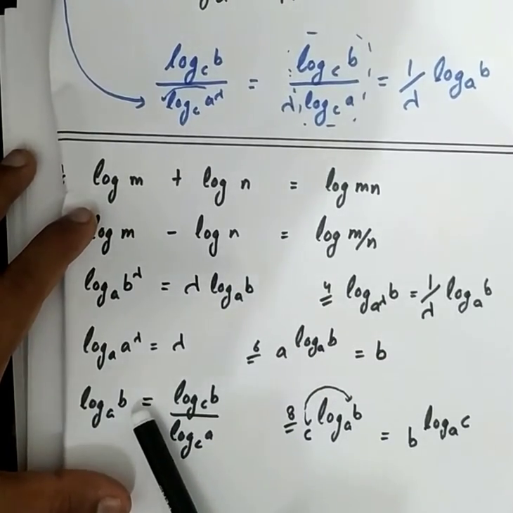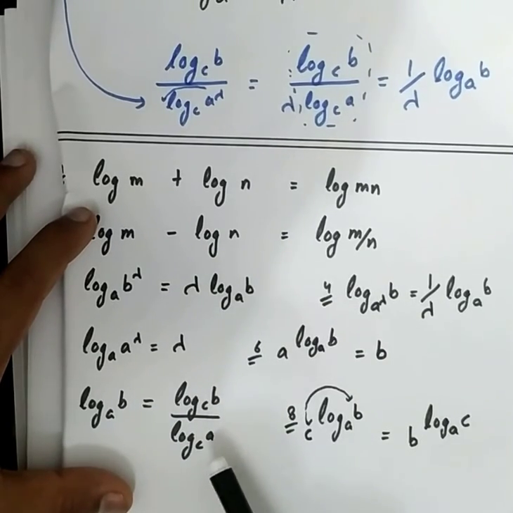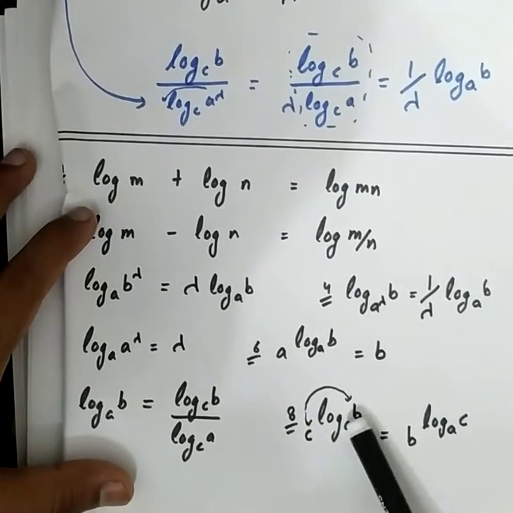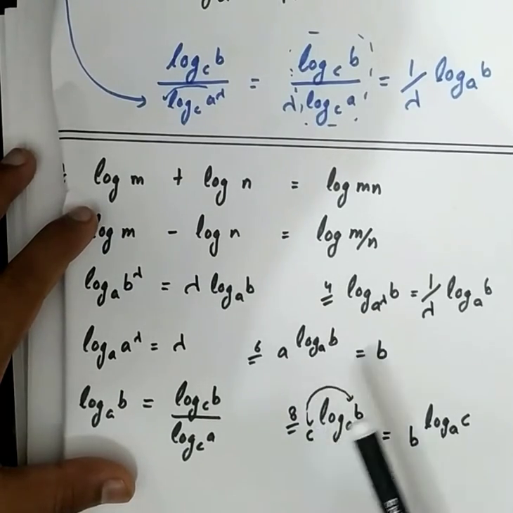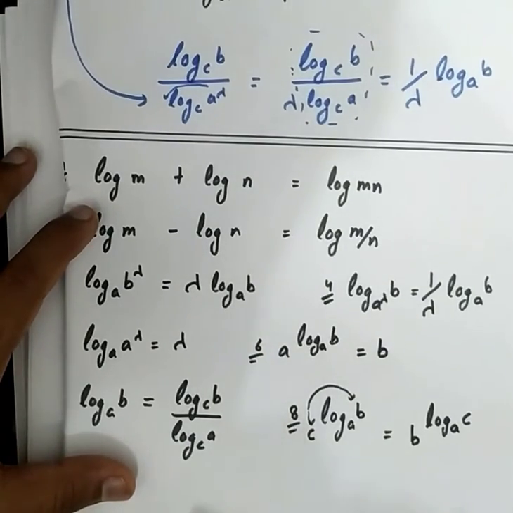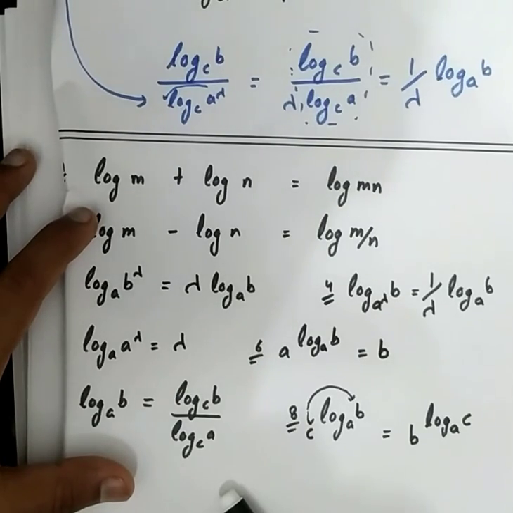Then the base change theorem, very important: log b base a equals log b base c upon log a base c. Then 8th, we have log b base a, and whole to the power c, where the c and b flip positions, as we have seen in the proof of this one. So we are going to use these 7-8 properties and do some questions today. So I hope you're ready. If not, just have a look at this and observe them thoroughly, and let's start from the very simplest questions.